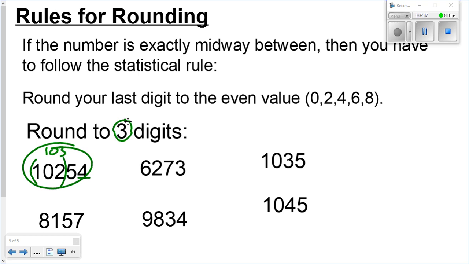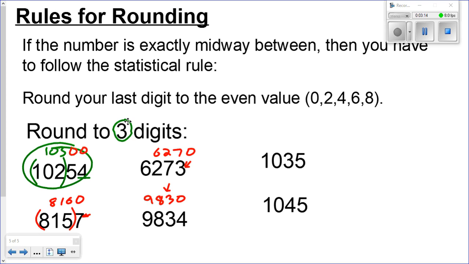6273, actually let's look and see where our 5s are. As you can see, 6273 is going to be 627, because the 3 is closer to the lower number. 8157, you're rounding upwards because the 7 is higher than 5, so 8160. And then the 9834, again the 4 is lower, so we're going to get 9830. That's what we're rounding if we're only comfortable with 3 digits.